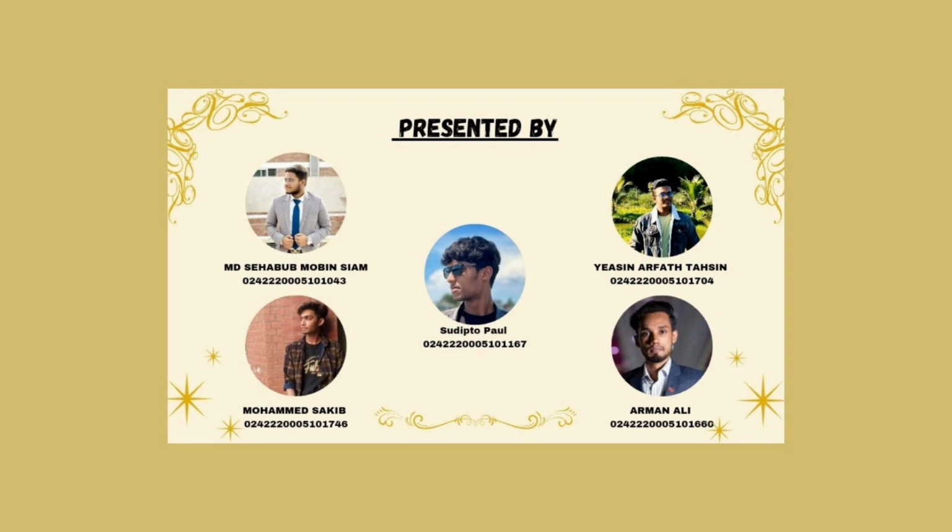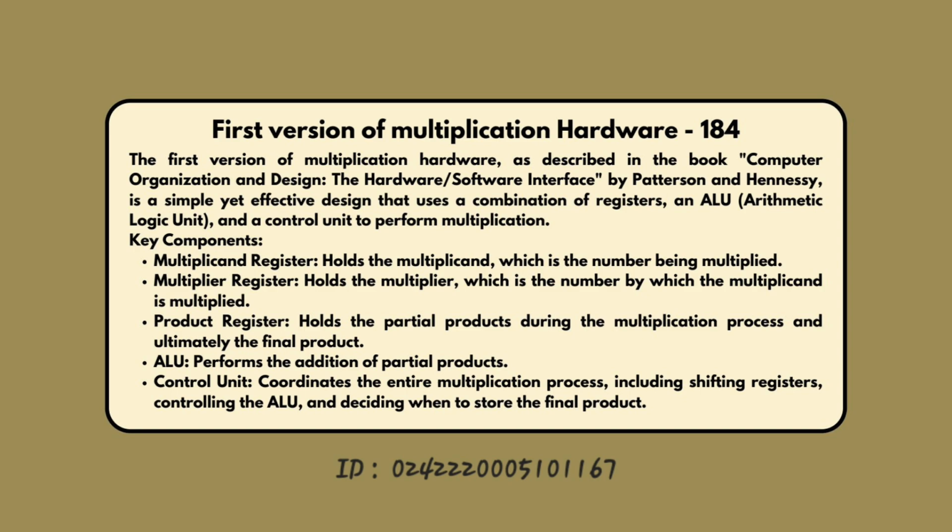So let's start. First version of multiplication hardware. The first version of multiplication hardware as described in the book Computer Organization and Design: The Hardware/Software Interface by Patterson and Hennessy is a simple yet effective design that uses a combination of registers and ALU, which means arithmetic logic unit, and a control unit to perform multiplication.